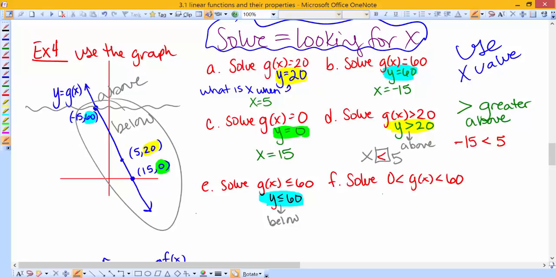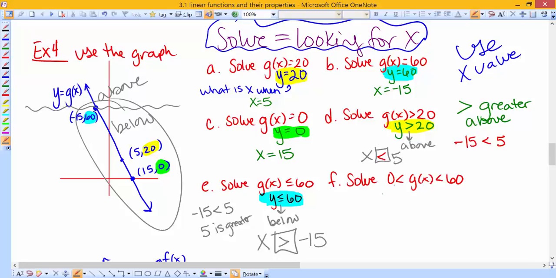So now I'm going to compare. Negative 15 is blank to 5. Okay, so here, I'm going to use this symbol right here. The 5 is greater than 15. Okay, 5 is greater than 15. So this is x is blank to negative 15. 5 is greater, so I use the greater symbol.